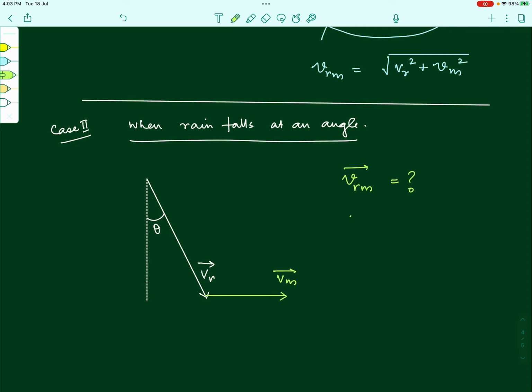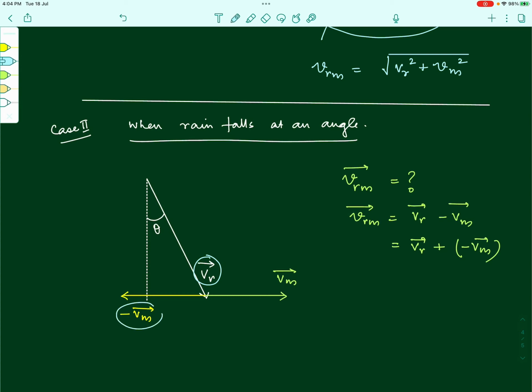Once again, if we go back to the basic definition, Vrm should be Vr minus Vm, the vector difference throughout. So which will be velocity of rain, and added to that negative of velocity of the man. Now what will be the negative of the velocity of the man here? If velocity of the man is towards right, negative velocity of the man will be towards left, somewhat like this, minus Vm, right? And now when we try to get the resultant, the vector sum of Vr with minus Vm by using the triangular law, this is the resultant that we will get, this vector Vrm.